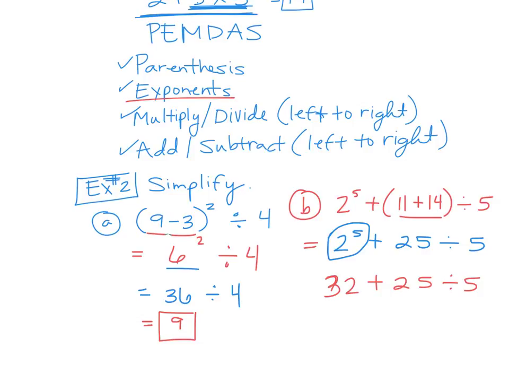Okay? What do you do next? You divide. So we're going to go here next. 25 divided by 5 is what? 5. So you have 32 plus 5, which makes our final answer what? 37. Okay?